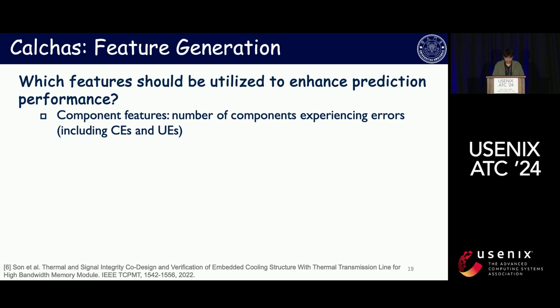First, we generate representative features for model training. Since we observe clear spatial locality in HBM, incorporating component features that count the number of components experiencing errors is necessary. Unlike prior DRAM prediction methods that only consider the number of CEs, our component feature includes the number of UERs.